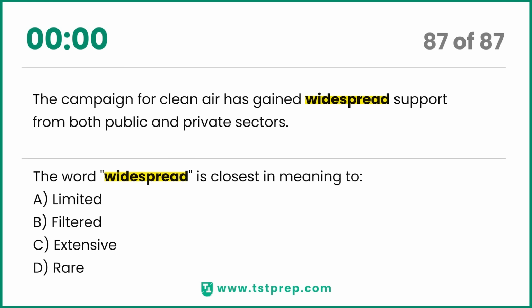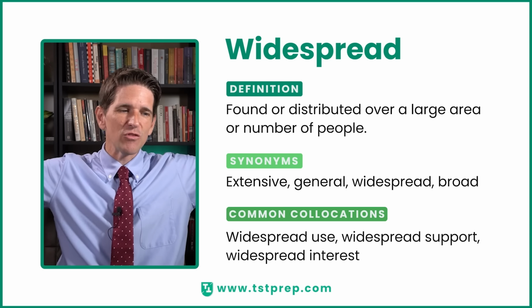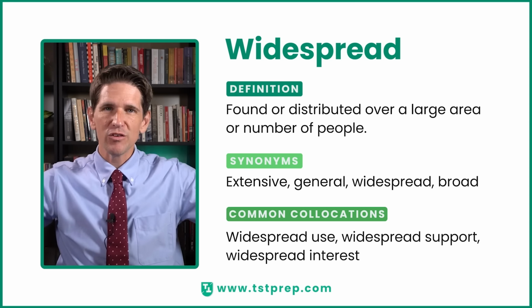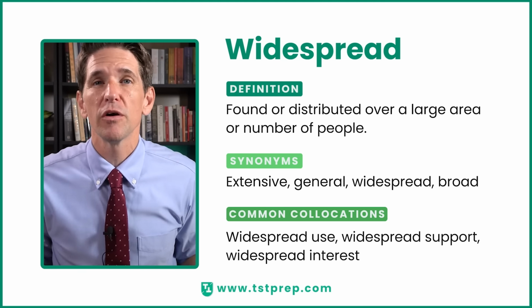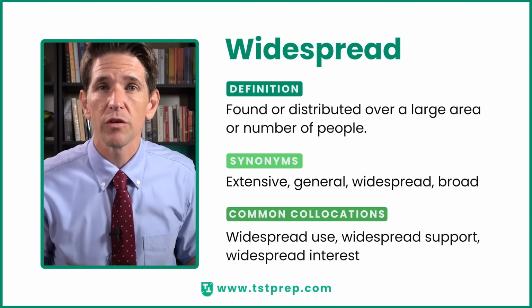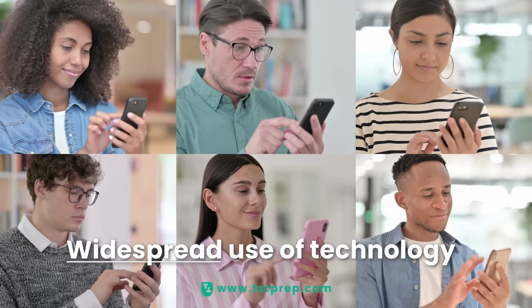All right, last one. Widespread is C, extensive. Found or distributed over a large number of people. It's widespread, widespread use, widespread support, widespread interest, used all over the place. But you might hear about it in politics when there's a famous politician and they have widespread support. A lot of people like them. Or there's a technology that everybody uses. It has widespread use. So that's widespread, and that is the end.